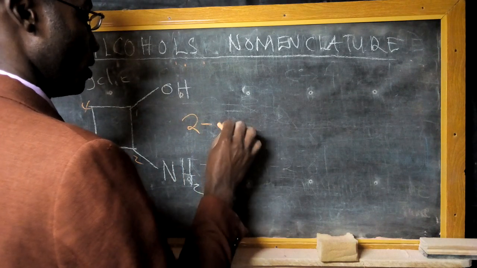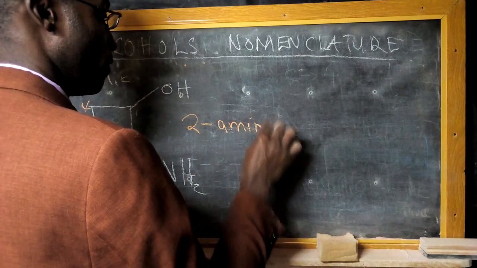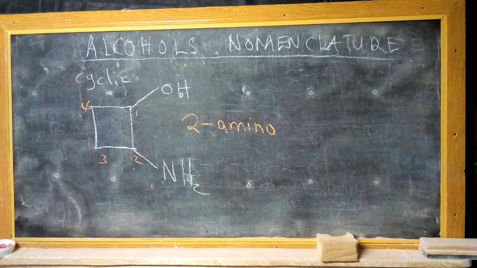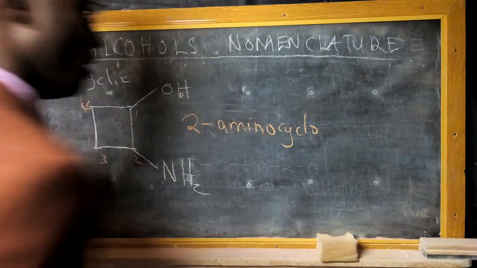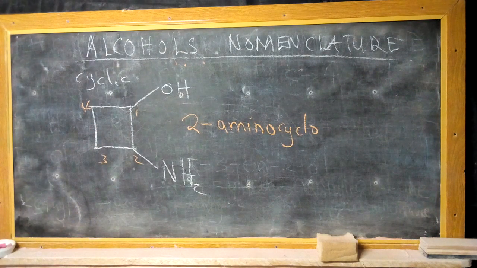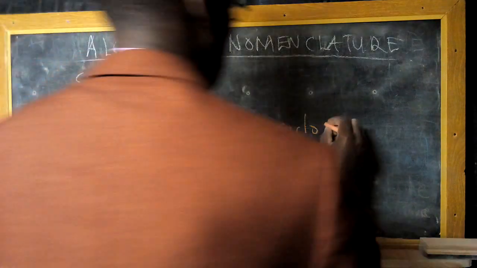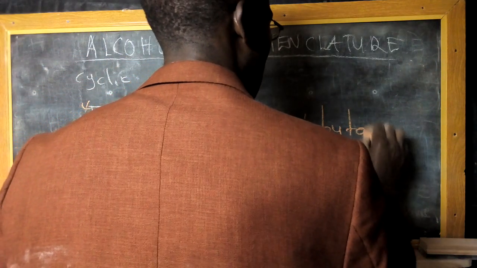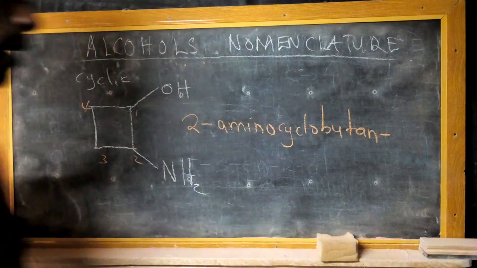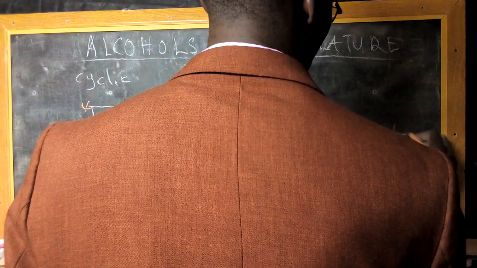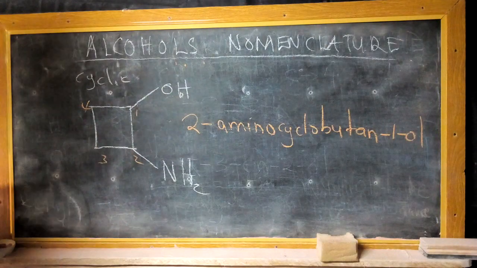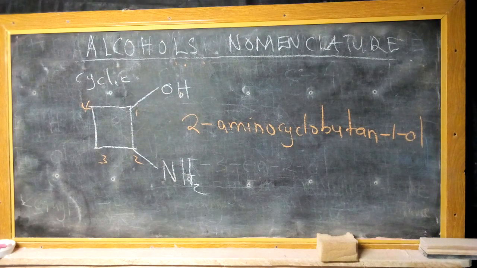We start with the substituent, 2-amino. It's a cyclic compound, 2-aminocyclo. It's a 4-member carbon ring. Butan. It can be butanol, but you can indicate still the position of 1 there. So 2-aminocyclobutan-1-ol.